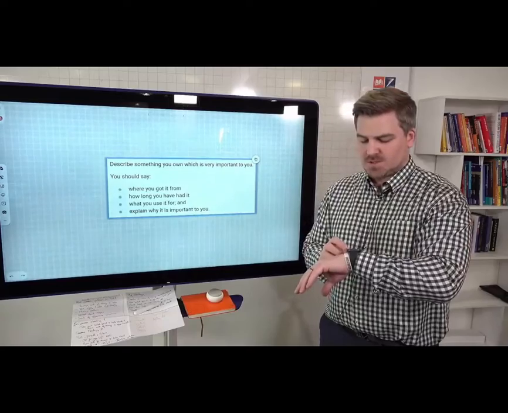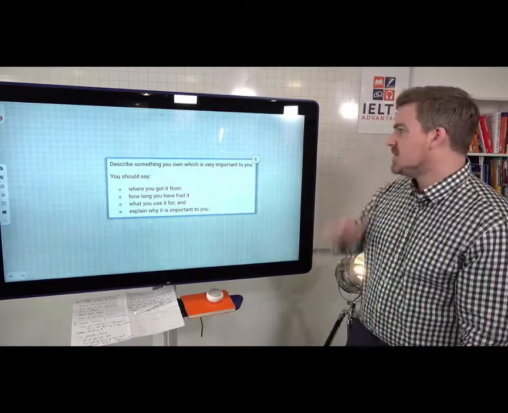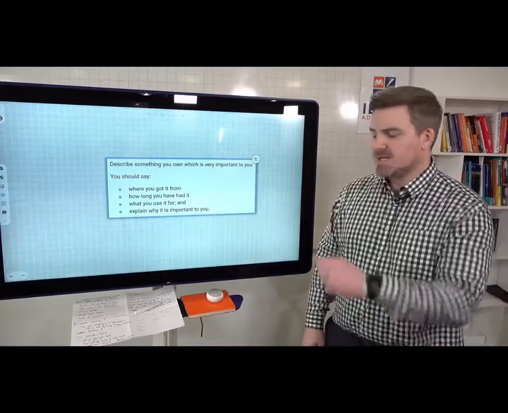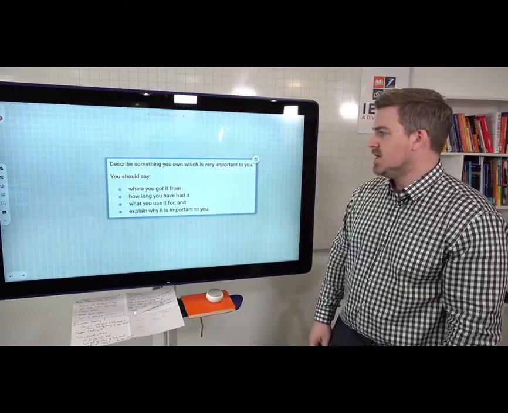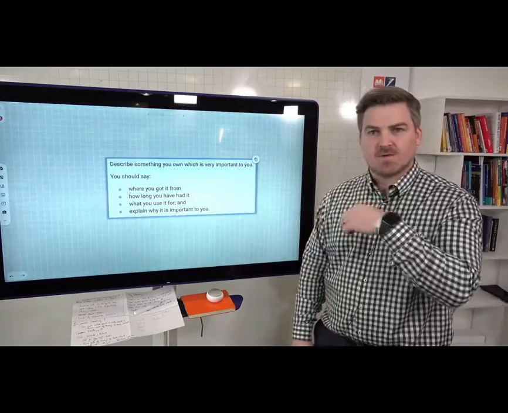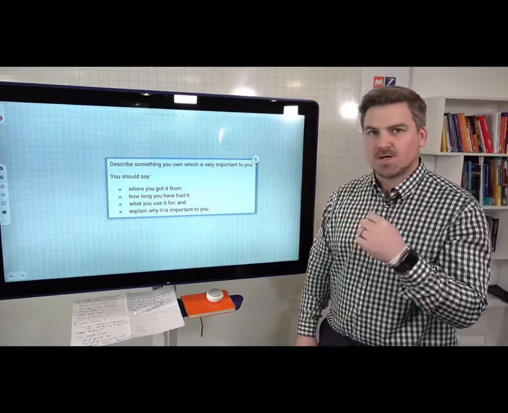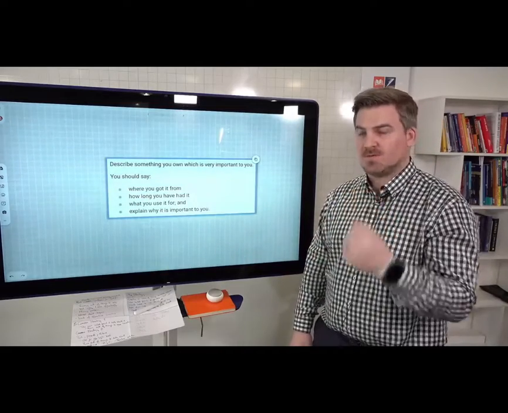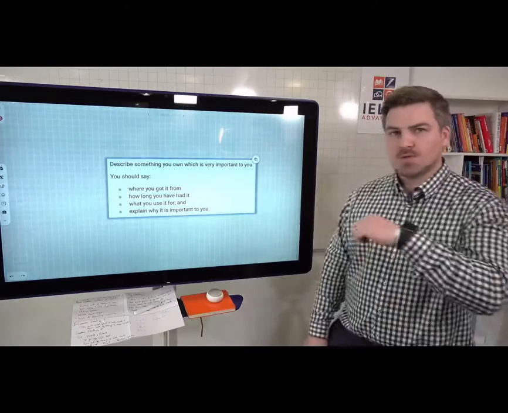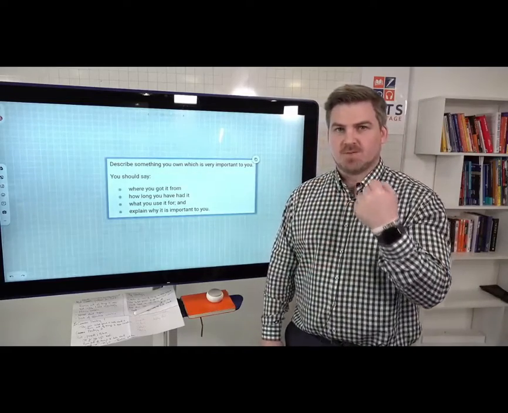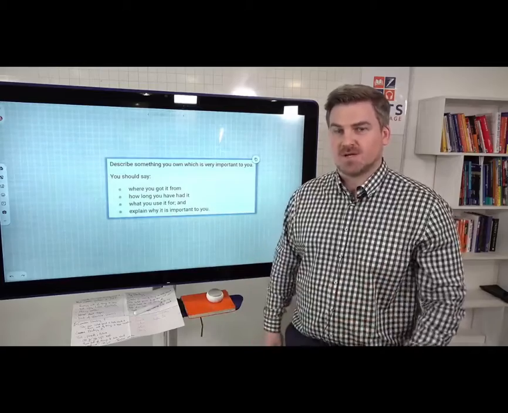So on my watch, let me see. Okay, so imagine that I planned it out already. Something that I own that is very important to me is my watch. I got it from Argos, which is a shop here in my hometown. I've had it for about 6 months. I use it for telling the time and recording my workouts. And there's also a feature for the weather on it, which I use sometimes, and my calendar is also on it. And it's important to me because, as I said, it helps me record my workouts, so it tracks all of my activity and I know how healthy I am and how much exercise I've done.